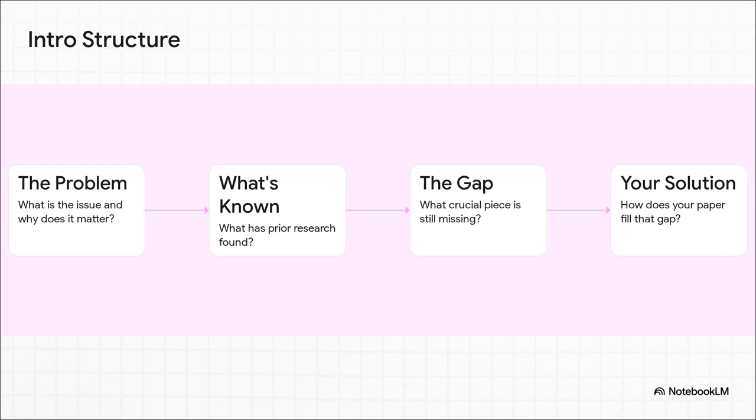You start broad by defining the problem and why it even matters. Then you briefly touch on what the field already knows. The third step, and this one's crucial, is to pinpoint the gap, that one unanswered question. And finally, boom, you introduce your paper as the solution that fills that specific gap. It's like a narrative funnel, leading the reader directly to your unique contribution.